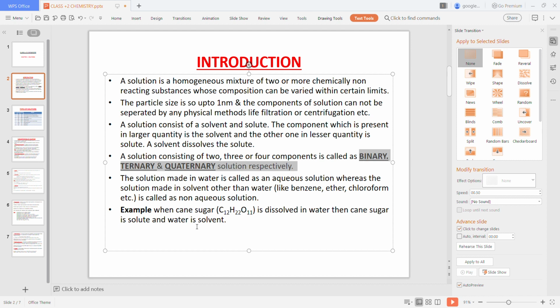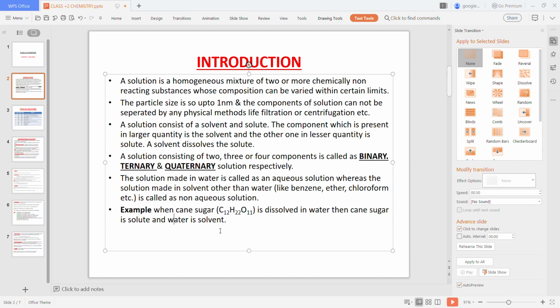Next point is, if you select water as a solvent, then the solution will be aqueous. If you don't select water and select other solvents like benzene, ether, chloroform, etc., then it will be a non-aqueous solution.